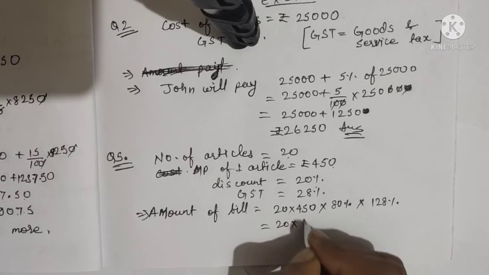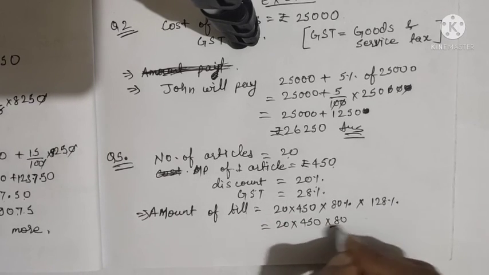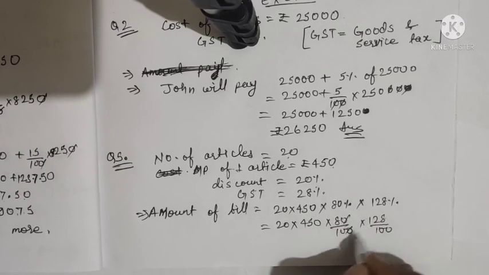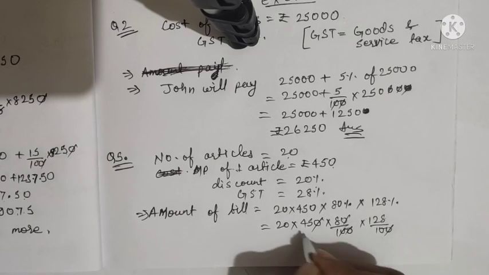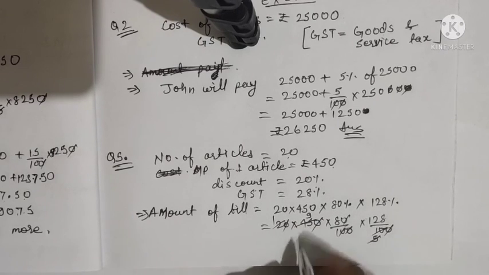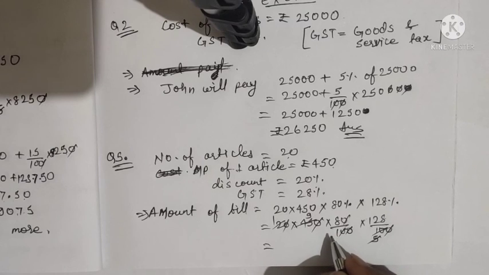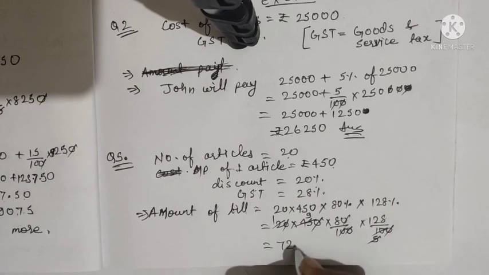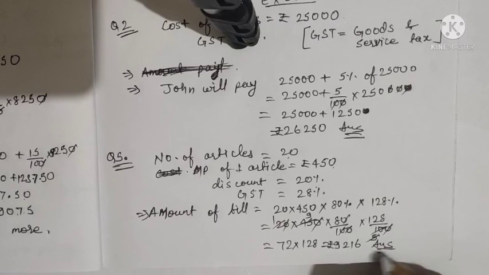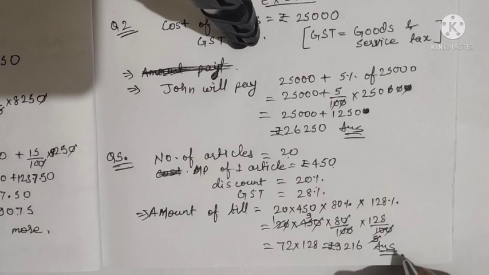So it will be 20 into 450 into 80 by 100 into 128 by 100. Now 0 cancels each other, 0 cancel, 0 cancel, 2 1s, 2 5s, 5 9s. So it will be 9 8s are 72 into 128 equal to 9,216 rupees. This is your answer. Simple. Now try to solve each question and let me know if you have any doubts.